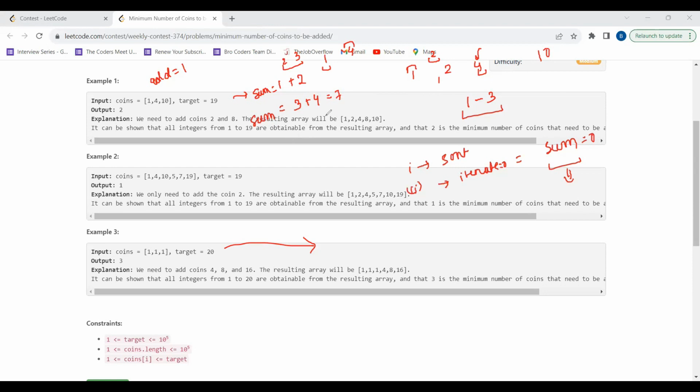So I also need 8 and 9, but I don't have any other element in the array which will help me in forming the sum 8. So I'll add which number to the array? 8 itself. So my total sum will become 15, and the numbers I have added to the array becomes 2. Now I can form all the sums from 1 to 15.